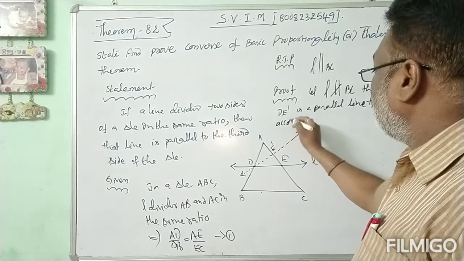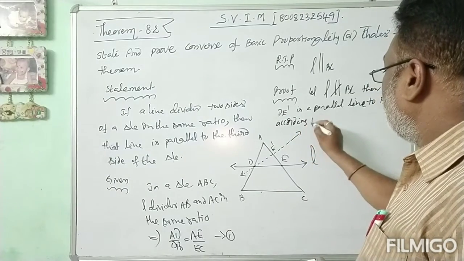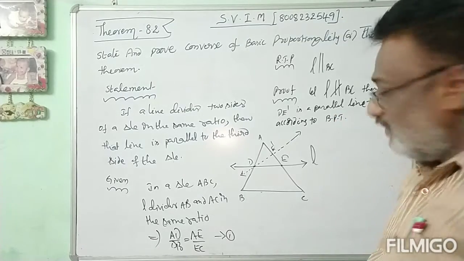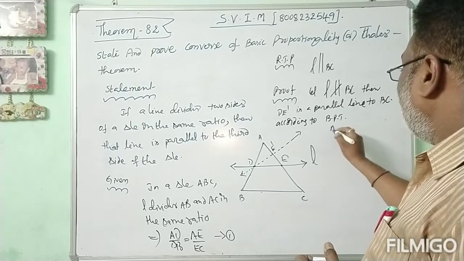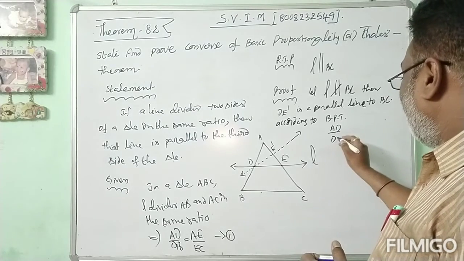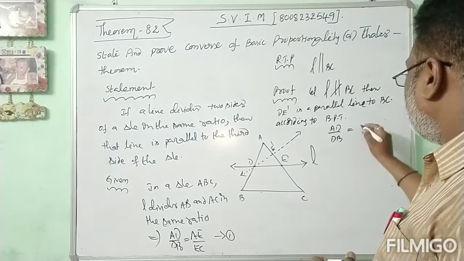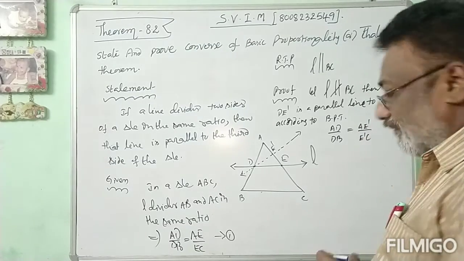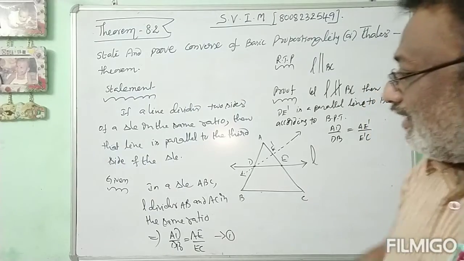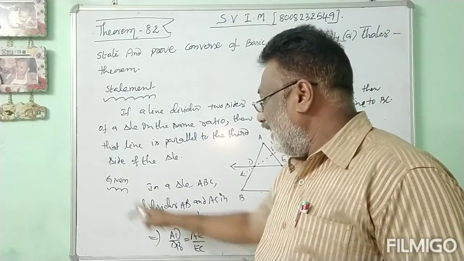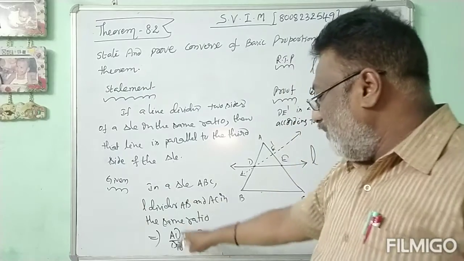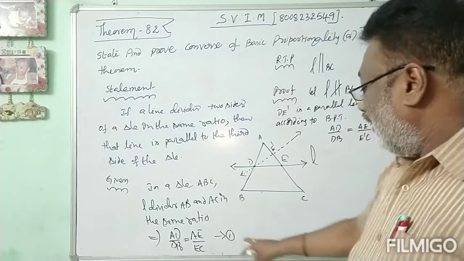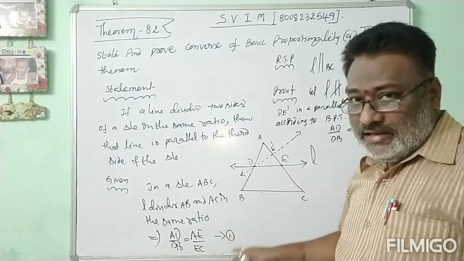According to the basic proportionality theorem, we can write AD by DB is equal to AE dash by E dash C. That's all. But now we need to go for the given. In the given part, AD by DB is equal to AE by EC. This is equation 1, like in the way we are taking.